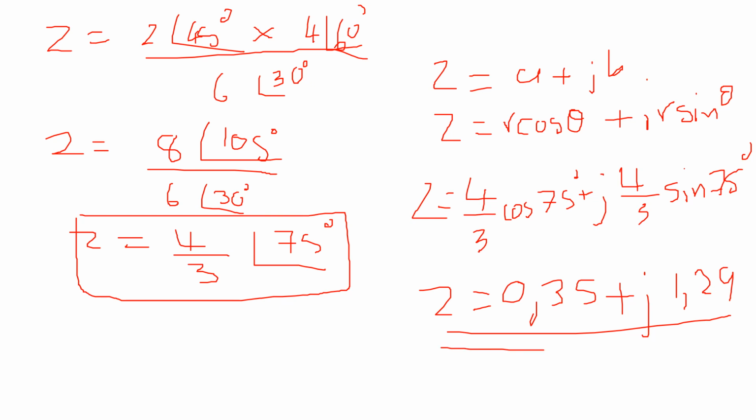If they say you must simplify and leave the answer in polar form, you would have left the answer there. But if they say simplify and leave your answer in rectangular form, you have to work it out like this, and then you get the answer in rectangular form.